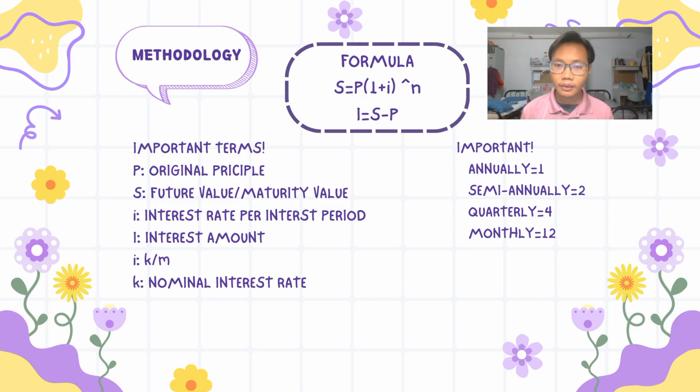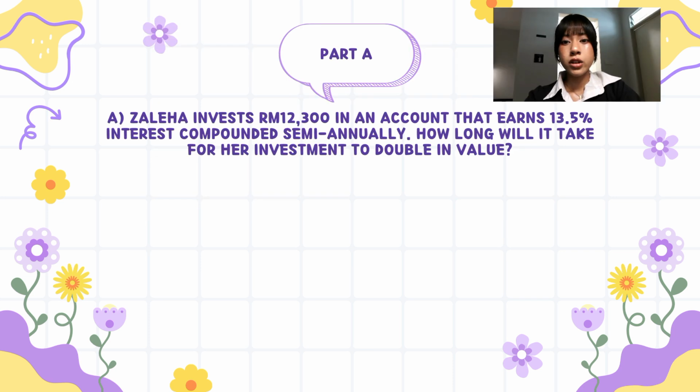Important. Annually, m equal to 1; semi-annually, m equal to 2; quarterly, m equal to 4; monthly, m is 12. So for the first question, Zaliha invests 12,300 ringgit in an account that earns 13.5% interest compounded semi-annually. How long will it take for her investment to double in value?